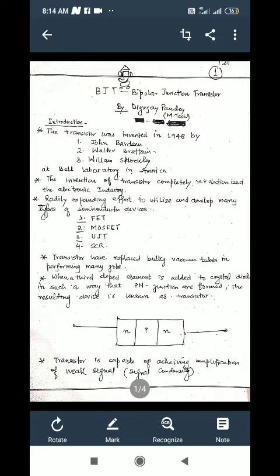When a third element is added to the crystal diode in such a way that two PN junctions are formed, the resulting device is known as a transistor. As shown in the figure, P material is added to the crystal of N-type diode material. A transistor is capable of achieving amplification of a weak signal, which is also known as signal conditioning.